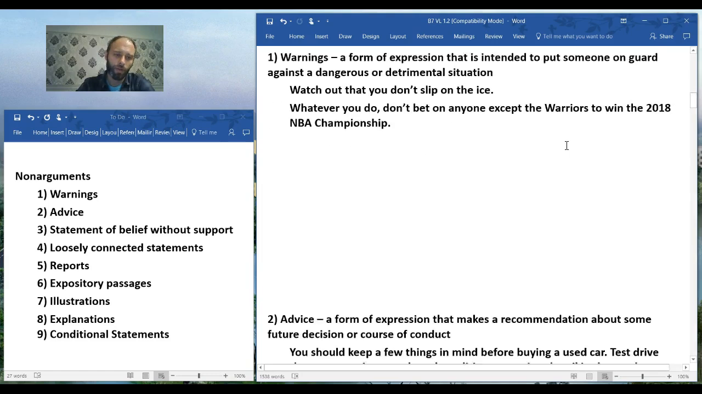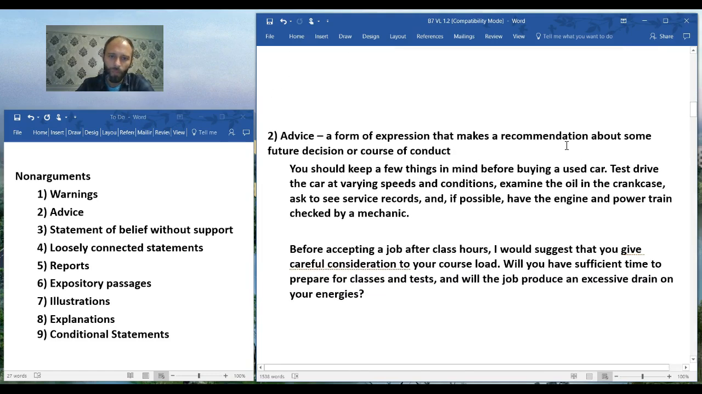So let's look at the second kind of non-argument, which is advice. Advice is a form of expression that makes a recommendation about some future decision or course of conduct. Let's look at the first passage. You should keep a few things in mind before buying a used car. Test drive the car at varying speeds and conditions. Examine the oil in the crankcase, ask to see service records, and if possible, have the engine and powertrain checked by a mechanic.